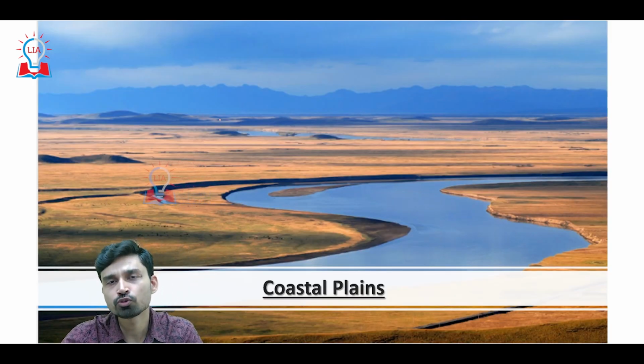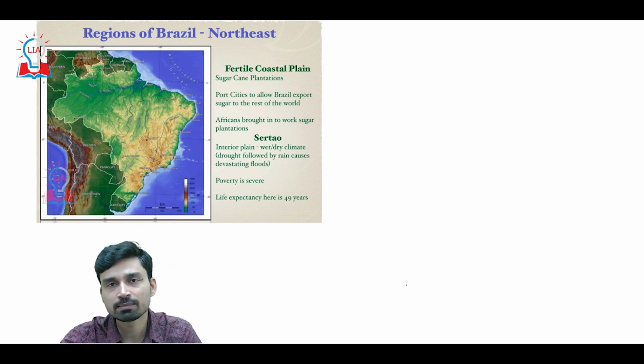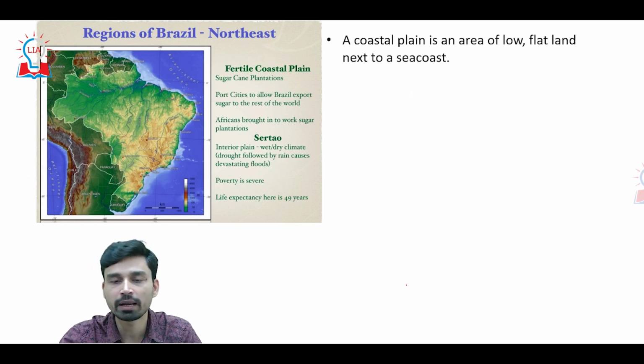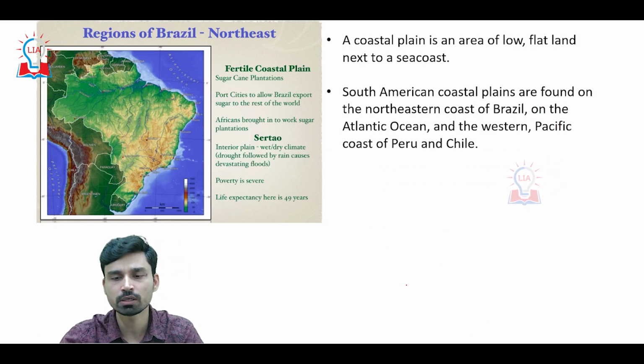The third and last geographical region of the South American continent is what we can call the coastal plain region. Similar to India, the coastal plain of South America can also be divided into two parts. One is the western coastal plain, and the other is the eastern coastal plain. In short, a coastal plain refers to an area of low-lying flat land which is situated closer to the coastal region, closer to the sea coast.